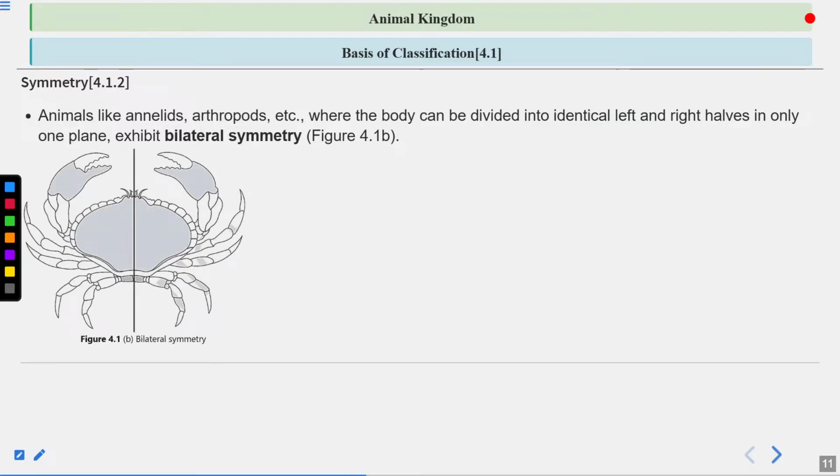Now you can see this figure. This is a crab that belongs to the phylum Arthropoda. So here what you see is the plane of the axis that passes through the center axis of the organism, and it is dividing the organism into two equal halves. See the appendages: 1, 2, 3, 4, 5 appendages, and on the right side also 1, 2, 3, 4, 5. So equal appendages.